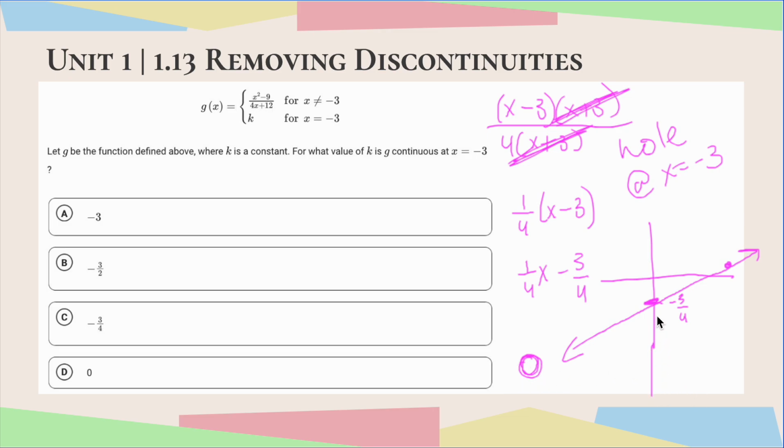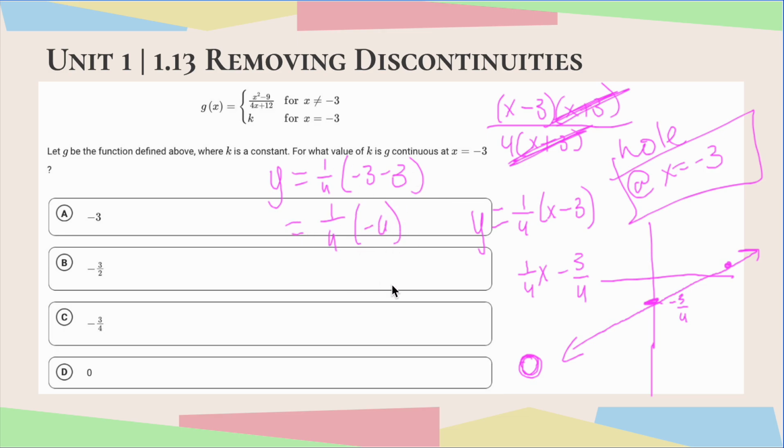In order to do that, I'm going to take this x value here, which is -3, and plug it into my equation here and see what I would get. My output value, or my y value, would be 1/4 times -3 minus 3. All I did was plug in the x value of my hole into this function for x. Now let's simplify that. I get 1/4 of -6, which is -6/4, or simplifying, -3/2, which is answer choice B.